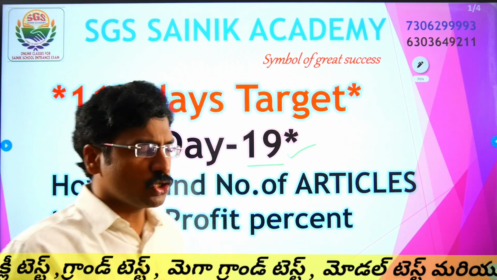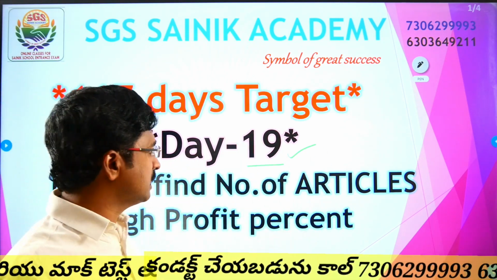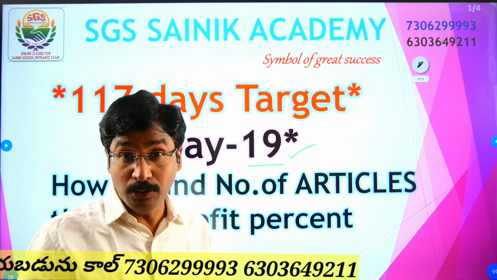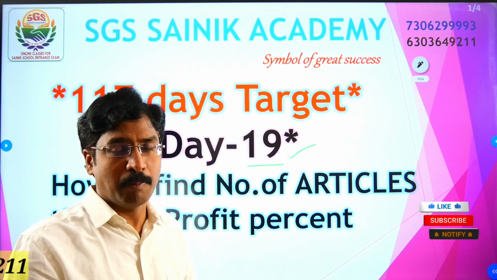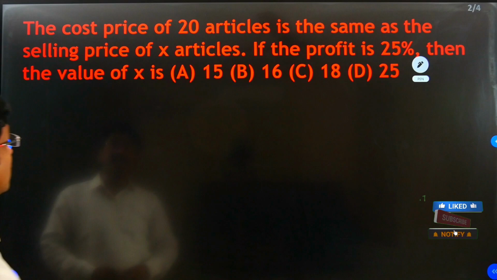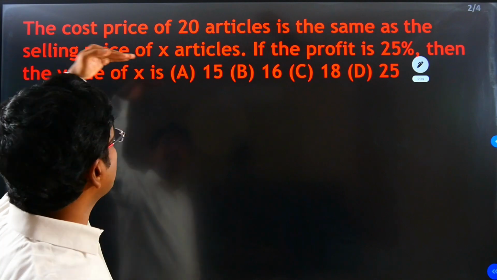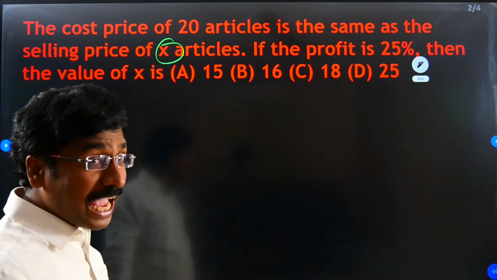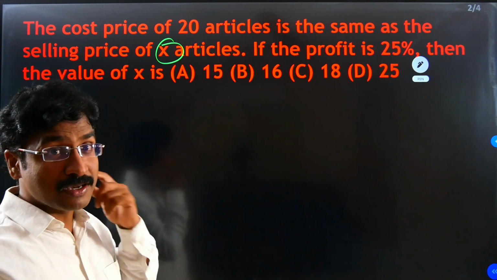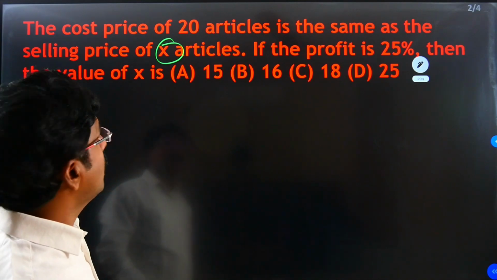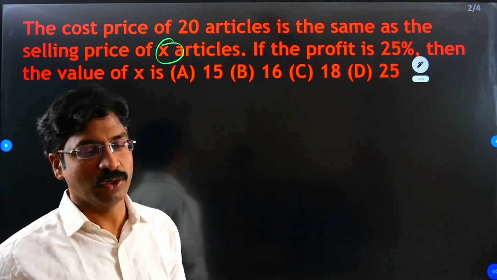So today our topic is how to find the number of articles through profit percent. That means this question belongs to the profit and loss chapter. We'll take the question here. The cost price of 20 articles is the same as the selling price of X articles. If the profit percent is 25%, then what is the value of X?